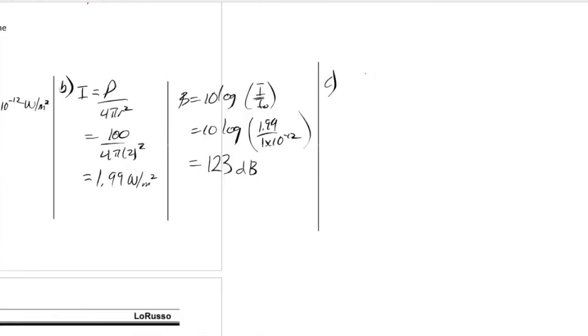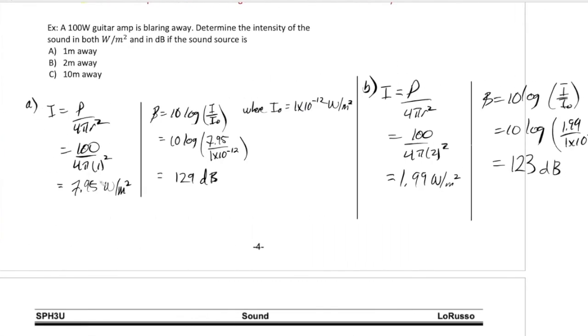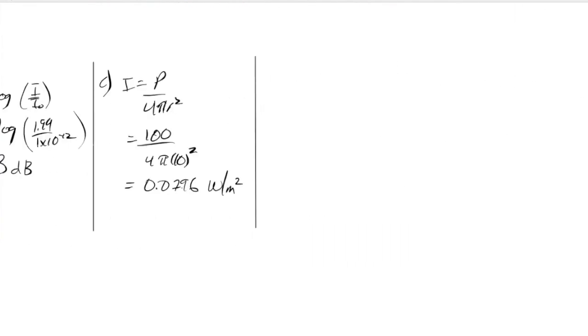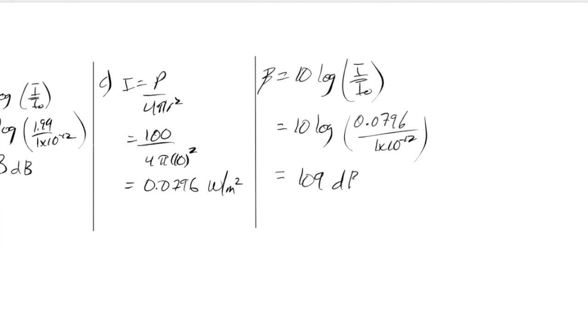And finally, part C, when we're 10 meters away. Realize I made a small mistake over here. That should be a 6. So 0.0796 watts per meter squared. Now, if we're 10 times away, that should be a decrease by a factor of 100 because of the inverse square law. And that works out to 109 decibels.